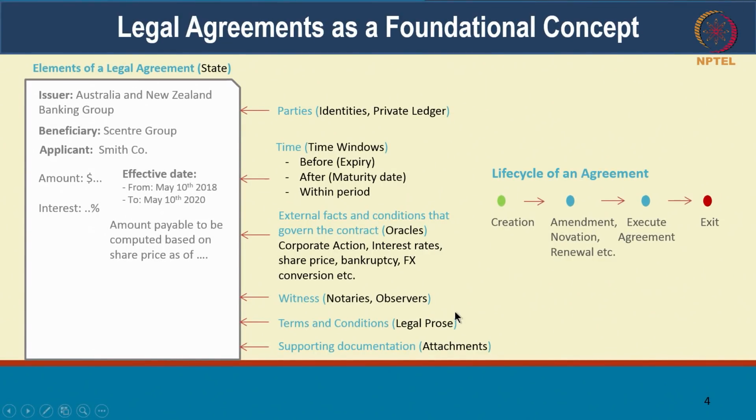There could be witnesses. There are terms and conditions of the contract. This could be in legal prose. And there could always be supporting documents and attachments along with the legal agreement.